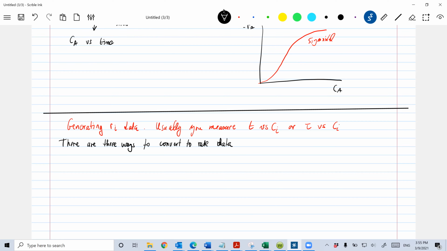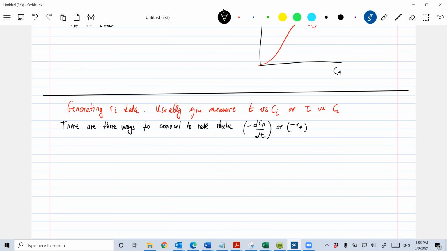To rate data, we sometimes call it that or this, from concentration versus time or concentration versus tau. You of course have a graphical method, and if you took numerical analysis, maybe you've seen this. So you have a graphical differentiation of the data. You can have numerical formulas, or you can have a polynomial fitting.